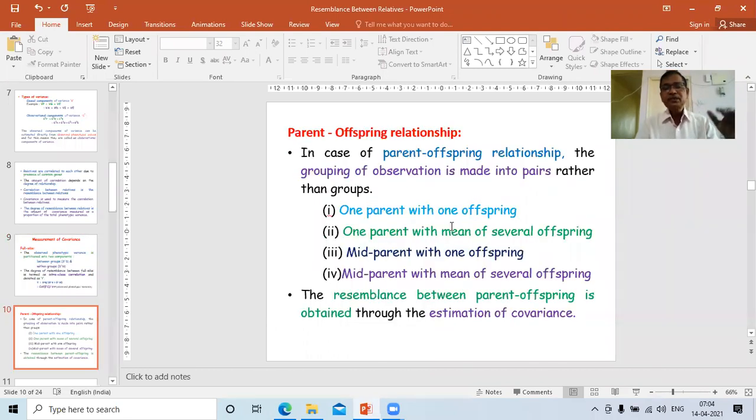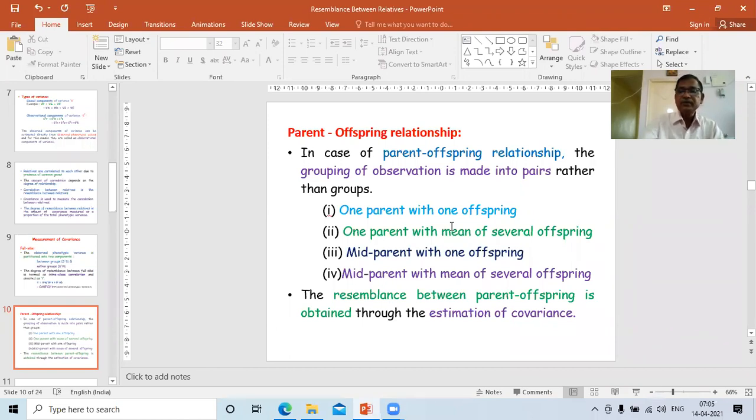Now parent offspring relationship, कितने प्रकार का देखो relationship है parent offspring. In case of parent offspring relationship, the grouping of observation is made into pairs rather than groups. One parent with one offspring, one parent with mean of several offspring, mid parent with one offspring, mid parent with mean of several offspring. Why I am talking all these things?